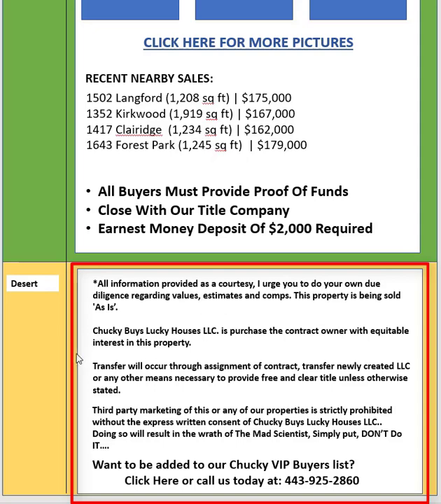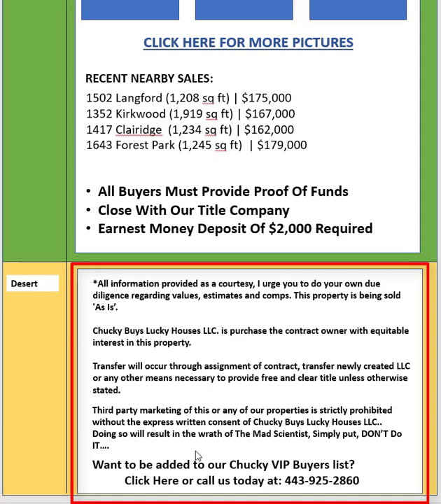We also put in here, Chucky Buy Lucky Houses LLC is a purchase contract owner with interest in the property. This is letting the people know that we have an interest in the property because we have it under contract. And then the next statement tells them how we may be willing to close this property. Transfer will occur through assignment of contract, transfer to a newly created LLC, or any other means necessary to provide free and clear title unless otherwise stated. This is letting the actual buyer know that we may just assign the contract to them. We may have them take over a new LLC that we're going to create, or we may have a different way in which they may have to compensate us for this deal.